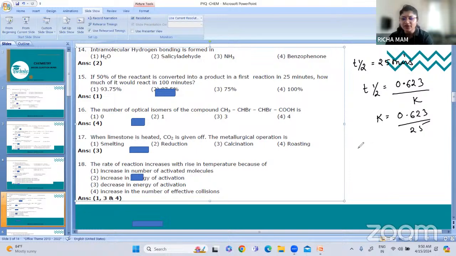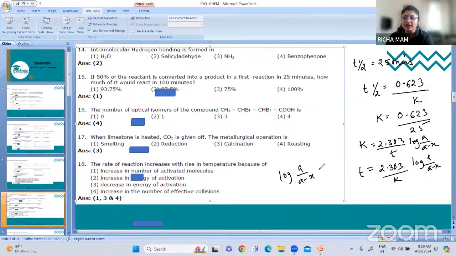For first order, we know that K is equal to 2.303 by T, log of A by A minus X. What we have to find is the time, so let us take time here. It will be 2.303 by K, log of A by A minus X. Now here, what all we know? So log of A by A minus X is equal to K into T by 2.303.